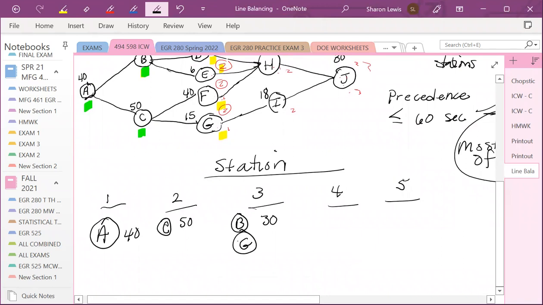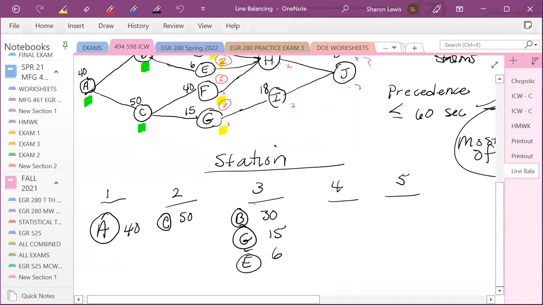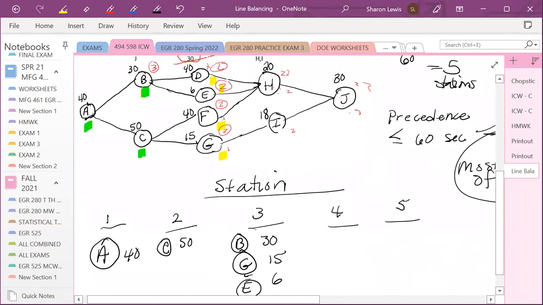So I'll go ahead and put G and E in. And G was 15. And I'm sorry, I didn't mean to say I, I meant to say E. E is 6. So those fit in there, and that is 45, so that is 51. All right, so 51 in that station.